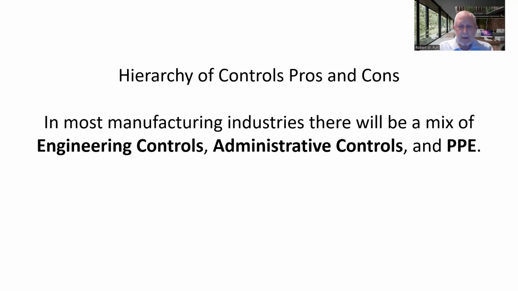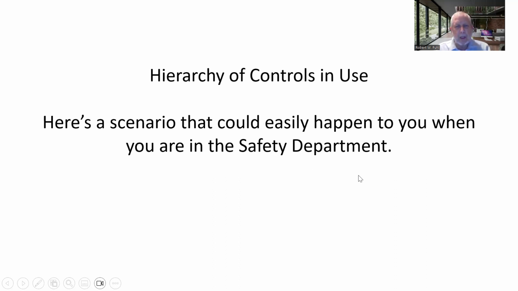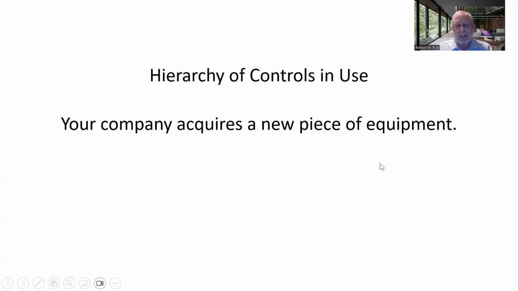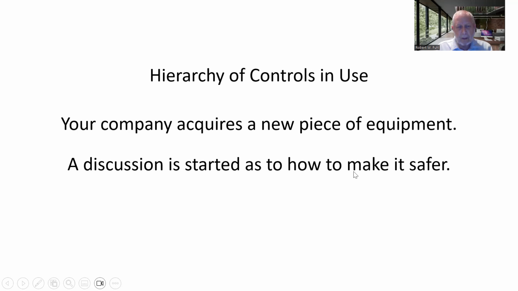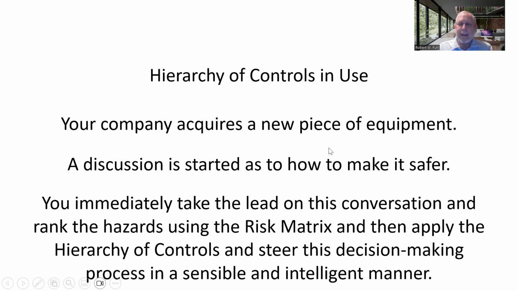In most manufacturing industries, there will be a mix of engineering controls, administrative controls, and PPE. Here's a scenario that could easily happen to you when you're in the safety department. Your company acquires a new piece of equipment, or a new company, or dramatically changes something, but something new happens. The discussion is started as to how to make it safer. You immediately take the lead on this conversation and rank the hazards using the risk matrix, and then apply the hierarchy of controls and steer this decision-making process in a sensible, intelligent manner.